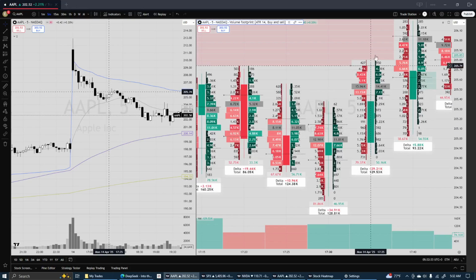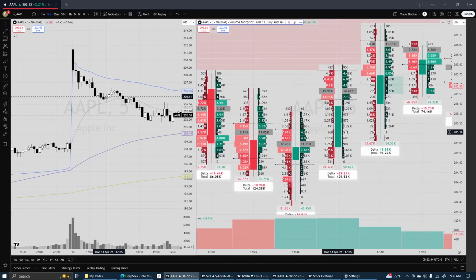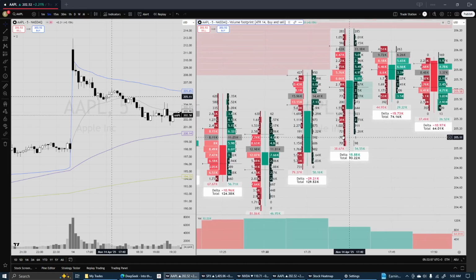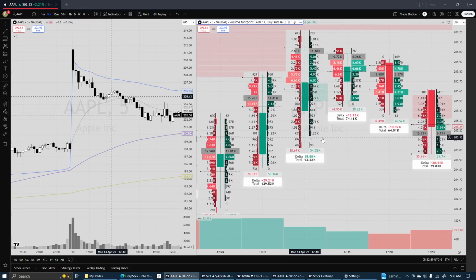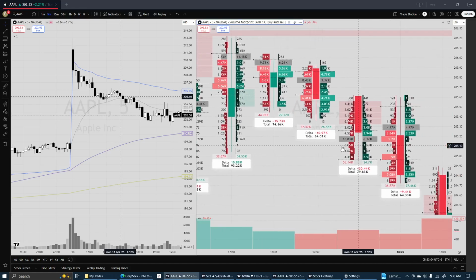Again, we are seeing buyers step in at a higher price. So can we say that the price rose on the expectation that the price will rise, but there was no actual institutional buying or any real buyer at that level? That is exactly what happened. It came back down to 205. Okay, interesting.